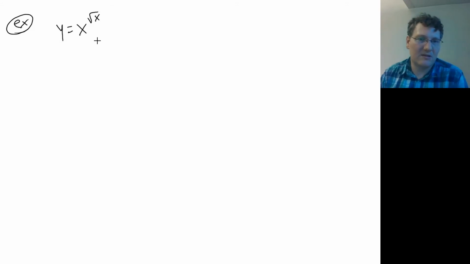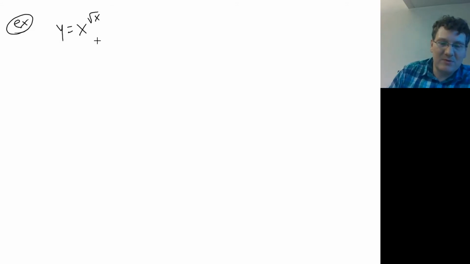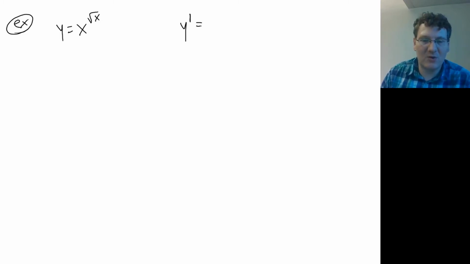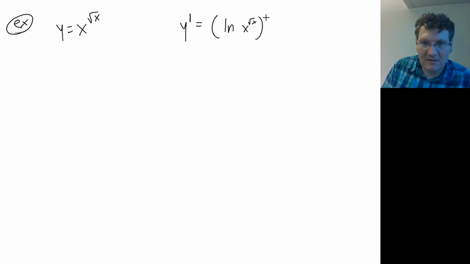Okay, so now let's take a look at this, and using logarithmic differentiation, we could find y prime. We can take the derivative of this, and if you wanted to use the formula that I gave a little bit ago, it would save a little bit of time. y prime is going to be, remember, the derivative of the natural log of x to the square root of x times y.